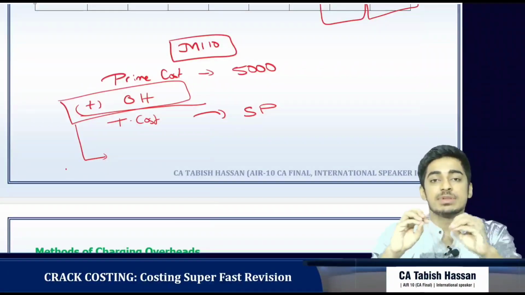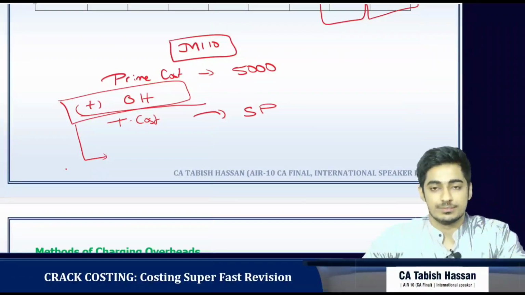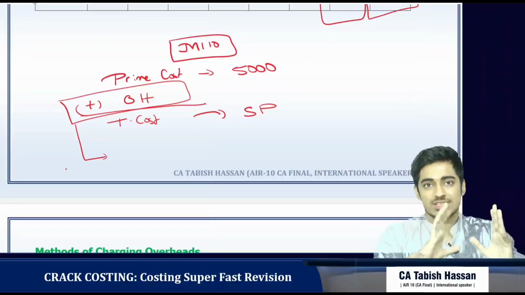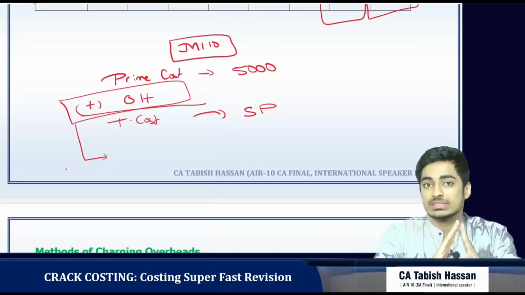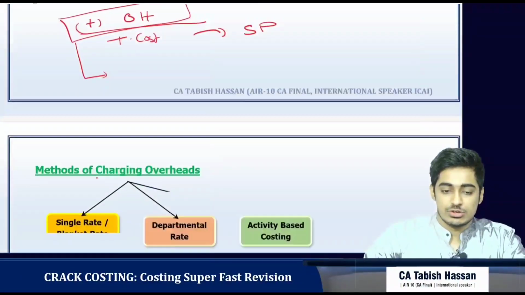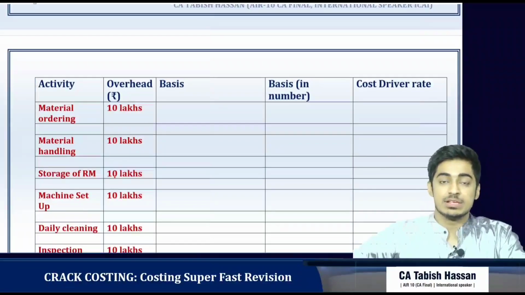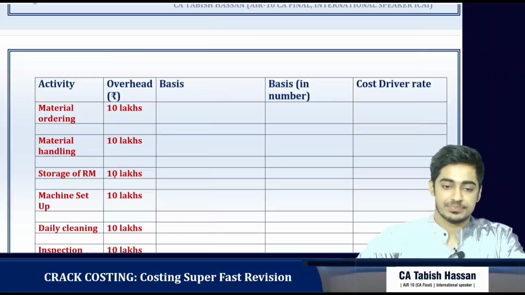Say for example, we have the total overheads of Xiaomi as 10 crore for the year. We don't want the total overheads. We don't even want the overhead department wise. We want the overhead activity wise. I've created an example, and based on this, let's discuss it further.